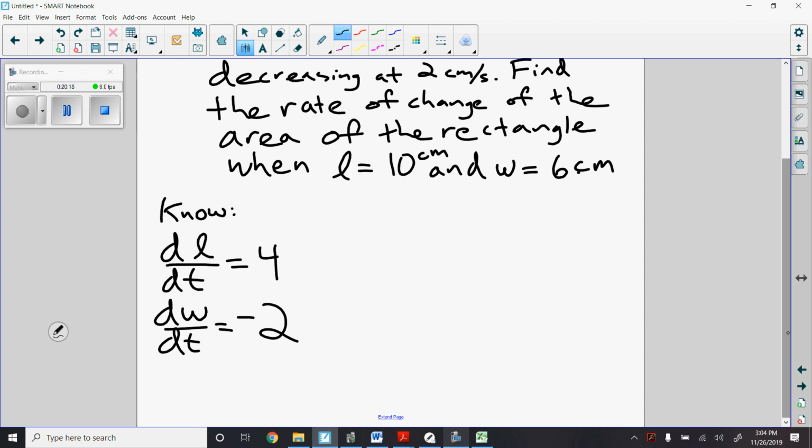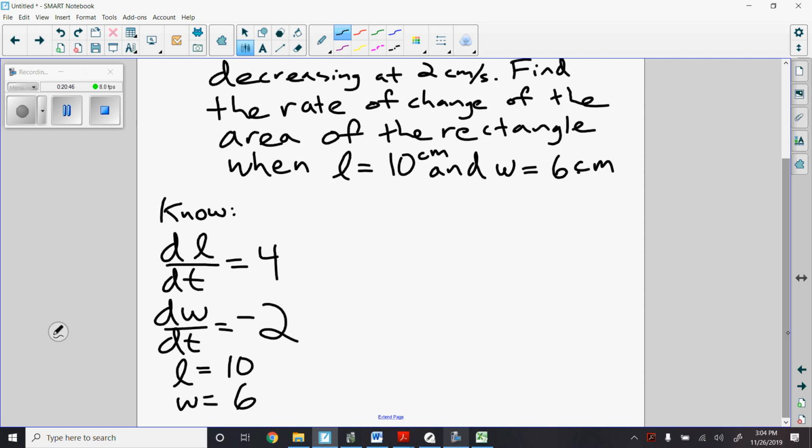All right, then lastly, I also know amounts, right? I know we're talking about the instant the rectangle has a length of 10. So I know L is going to equal 10. And I know W is going to equal 6. Our dimensions are always going to be positive. We can't have negative dimensions in a real world problem. But we can absolutely have negative rates in a real world problem.